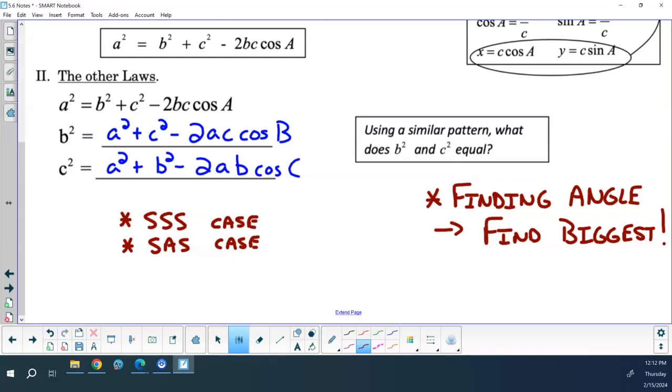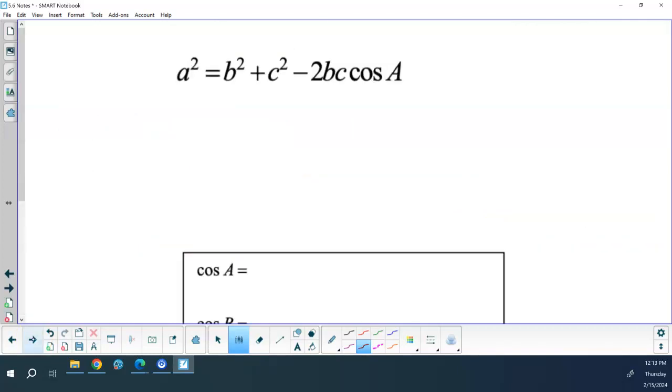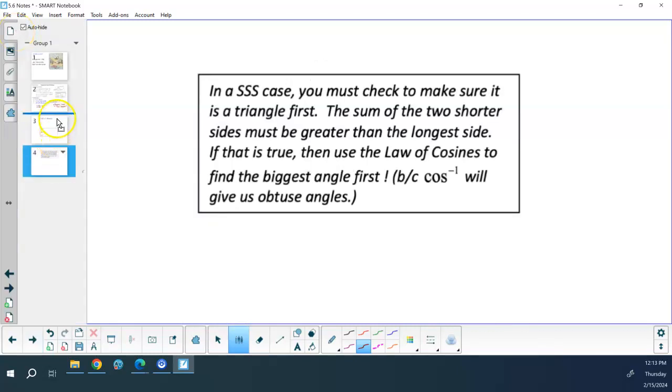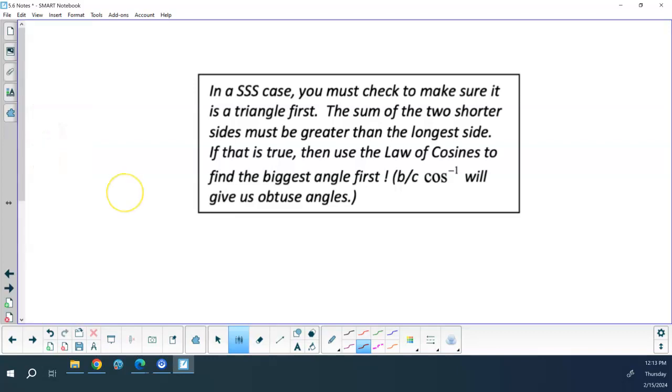Okay? Then if you turn your page to page number 2, down towards the bottom there, I want to go through how we, in a side case, there's 2 things that need to happen. Actually, I need to bring this one up here first, and we first need to talk about this. In the side case, you've got to check to make sure that it's a triangle first, okay? Because you don't know an angle yet. So the sum of the 2 shorter sides has to be greater than the longest side.